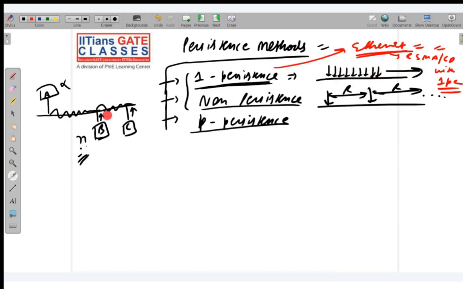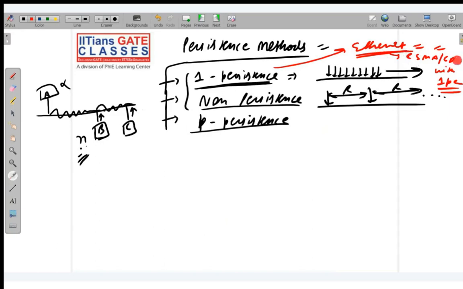Next point: probability of collision is high here. Please write it. I'm not giving you the reason. This figure is enough to remember. A is sending the data, B and C both are sensing the channel and they both will find it busy, and the moment A stops sending data, B and C will sense the channel idle and they both will send the data and collision will occur. I'm not dictating it. If you want me, then I can dictate it.